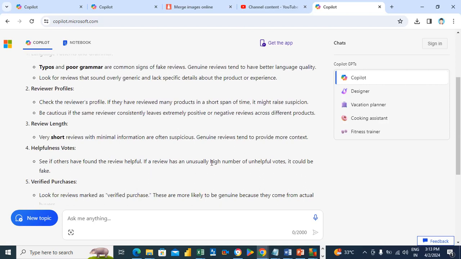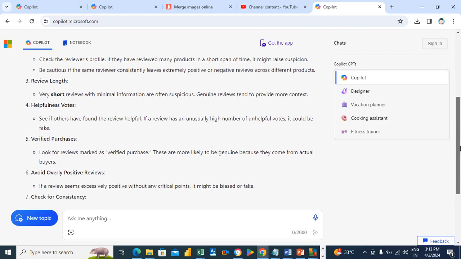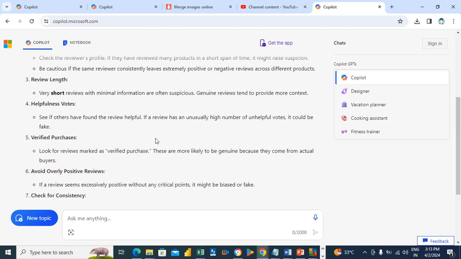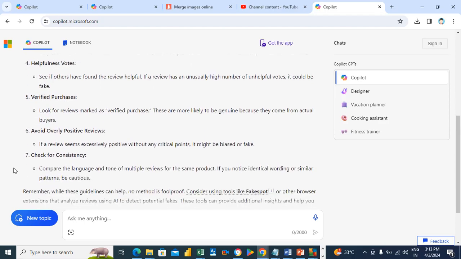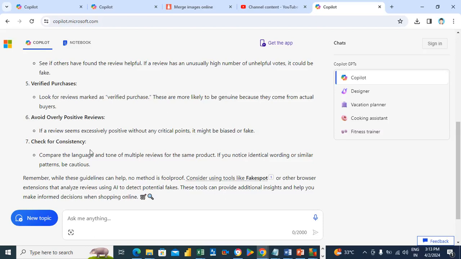If a review has an unusually high number of unhelpful votes, it could be fake. So this is actually used as a tactic, right? Verified purchases. Look for reviews marked as verified purchase. These are more likely to be genuine because they come from actual buyers. Avoid overly positive reviews and check for consistency. Again, this is based on what I had shared with you a few minutes ago.